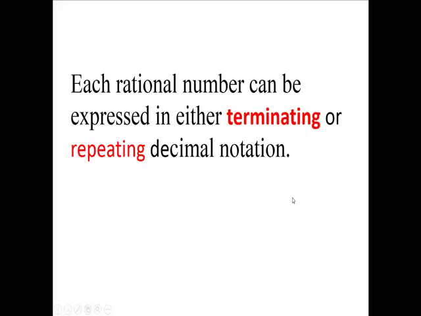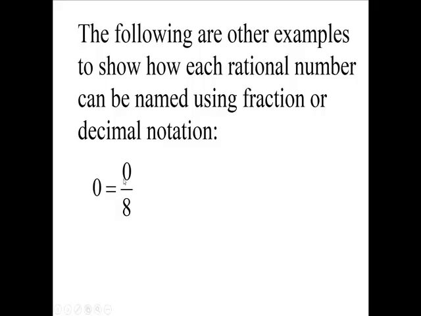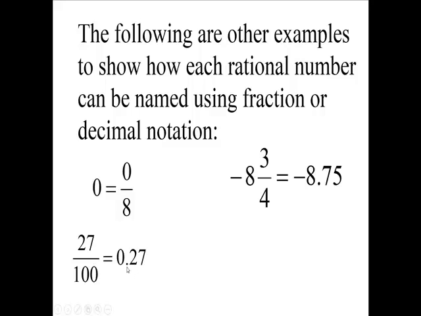Now, each rational number can be expressed in either terminating or repeating decimal notation. Let me show you what I mean. 0 can be written this way. It's a rational number. This is a rational number. This can be written as -8.75. So these are the same thing, and they are both rational numbers. 0 can be written as 0.0 if you wanted to write it as a decimal. This can be written as 0.27. So these are both rational numbers.